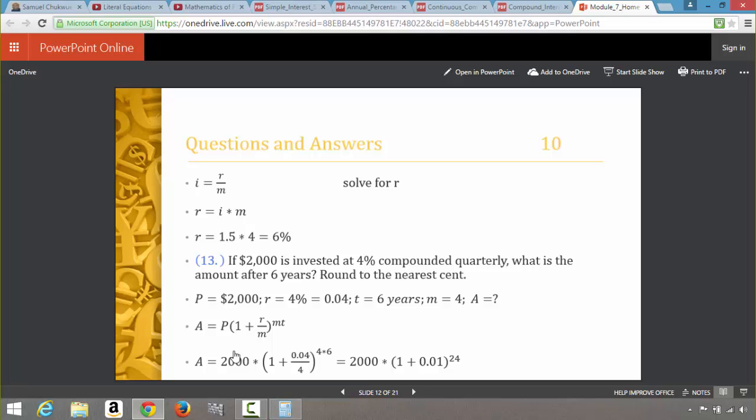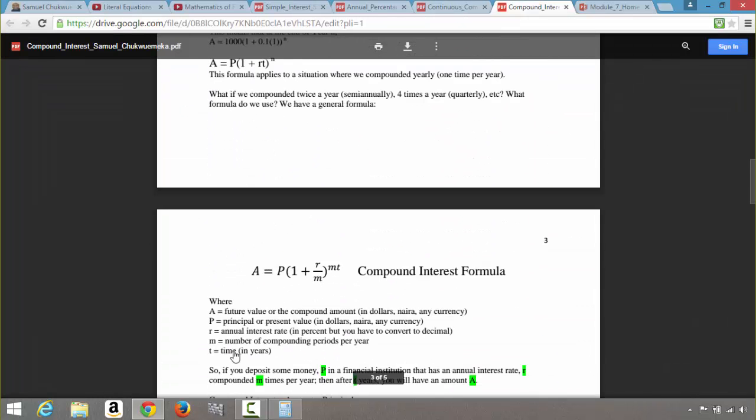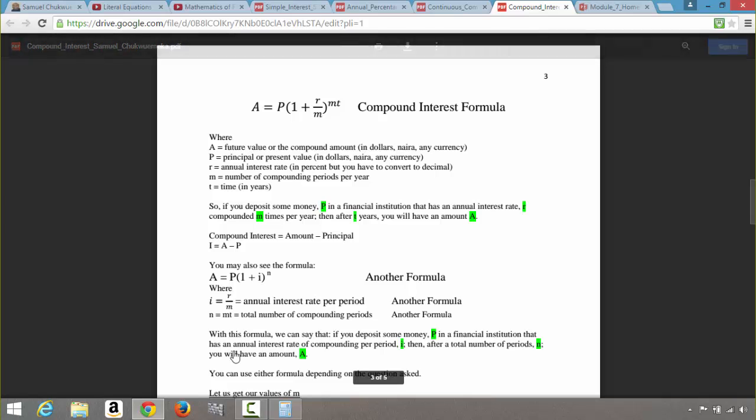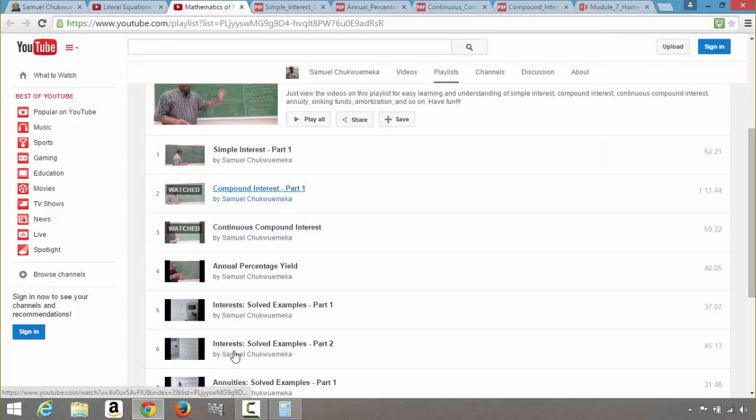Question 13. If $2,000 is invested at 4% compounded quarterly, what is the amount after 6 years? In this case, we have to use this compound interest formula right here. This is what we will use here. And I have explained all these in this video.